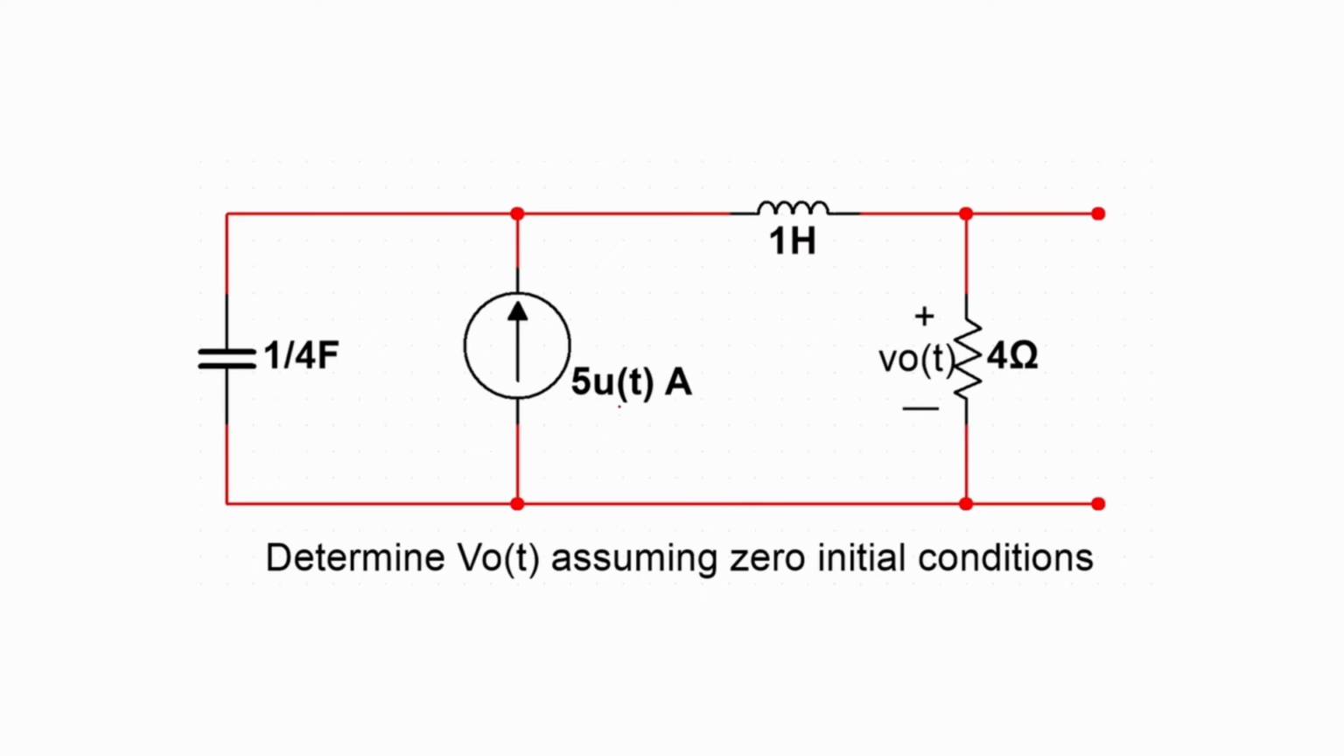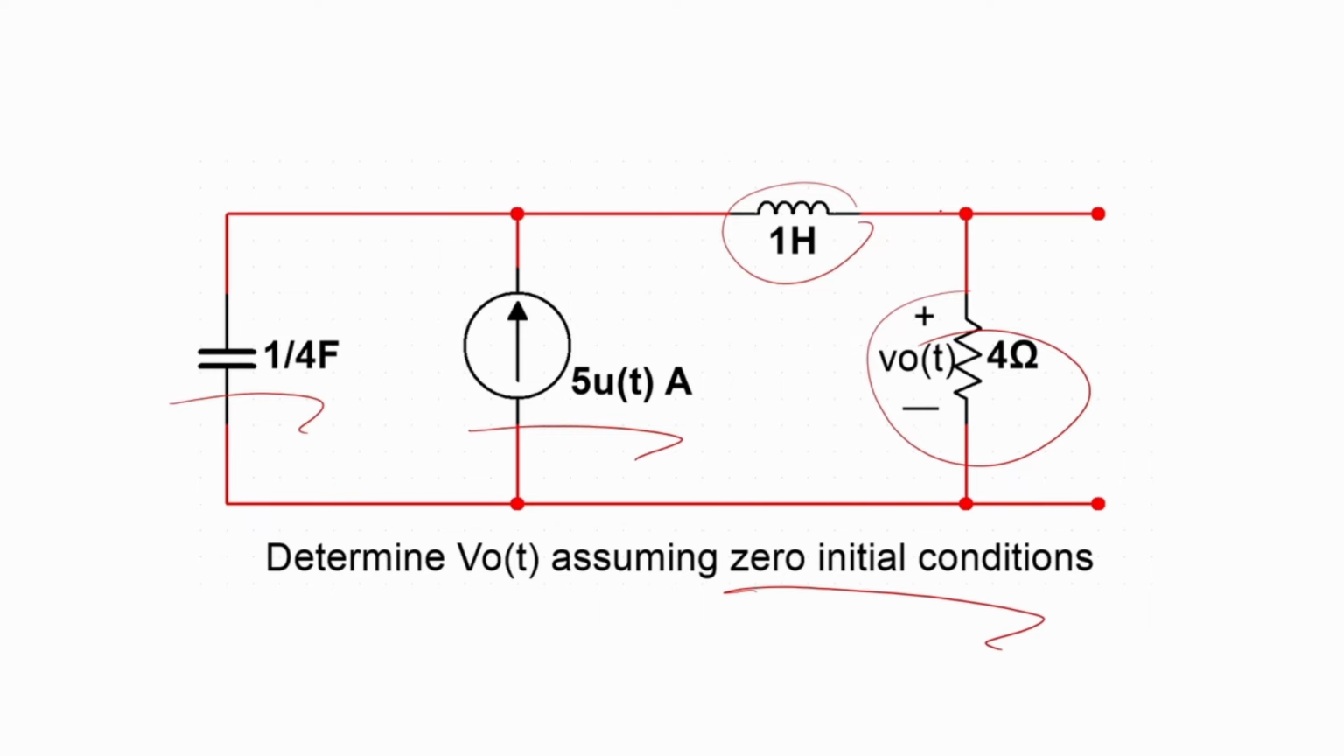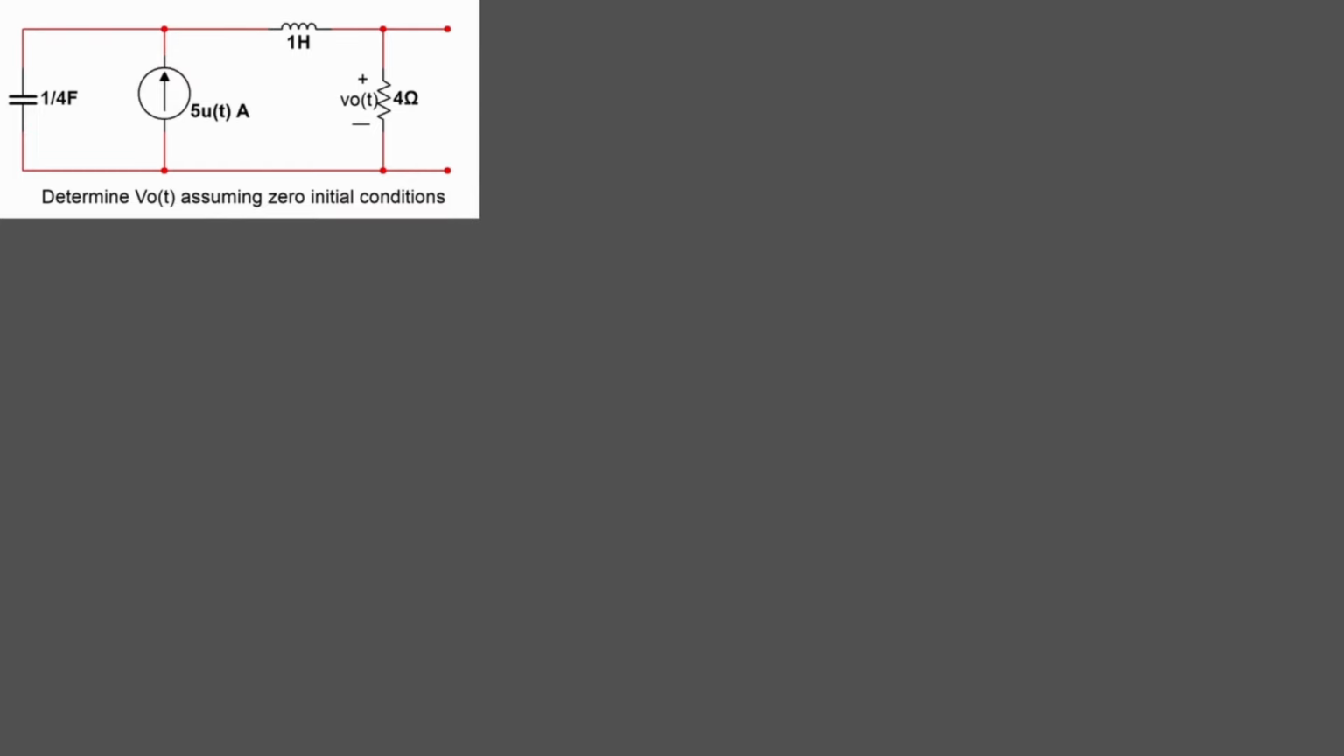Question 2. Determine v naught of t assuming 0 initial conditions. If auto required, 5 u of t amps, 1 Henry, and v naught of t. Now we're looking for the voltage across our resistor, 4 ohms. Okay? Assuming 0 initial conditions. So now we know this is our circuit in the time domain. So we know our circuit in time is going to be exactly the same as our circuit in the frequency domain. Let's get to work.